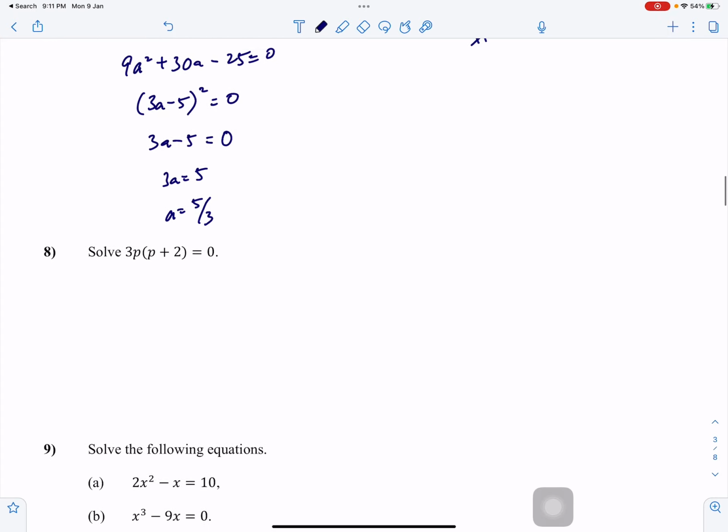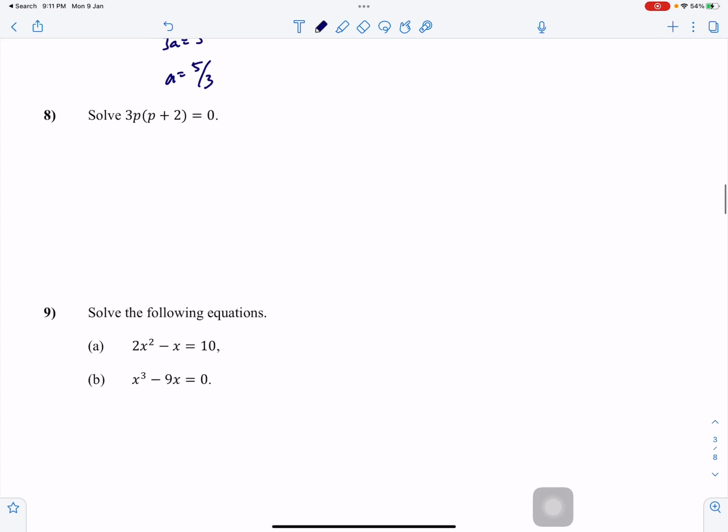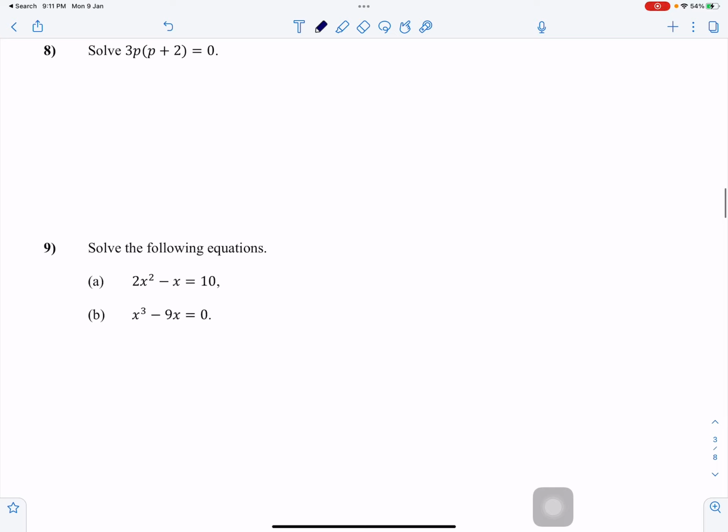That's question number 7. Again, if you find that it's too fast, please pause the video. You can call for me and say, hey, Mr. Gunn, can you pause for a while? Pause it yourself. Okay, the next question, question number 8. There you go. P equals to 0 or minus 2.